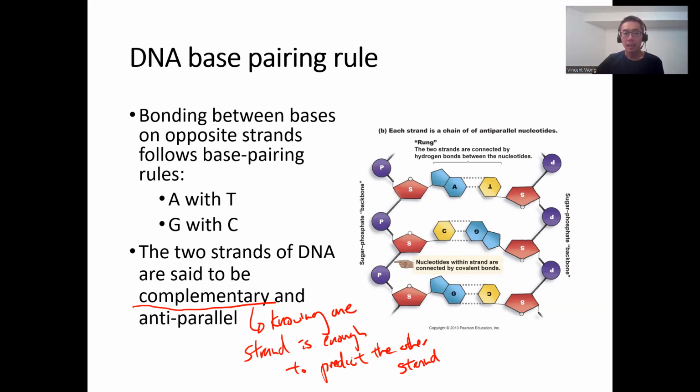If you pay attention to this picture, you will see that again, the backbone is sugar, phosphate, sugar, phosphate, sugar, phosphate, and that's true on both sides. The base pairing rule applies to the nitrogenous bases. Holding the sugar phosphate backbone together is covalent bond. Nothing is new so far, right?